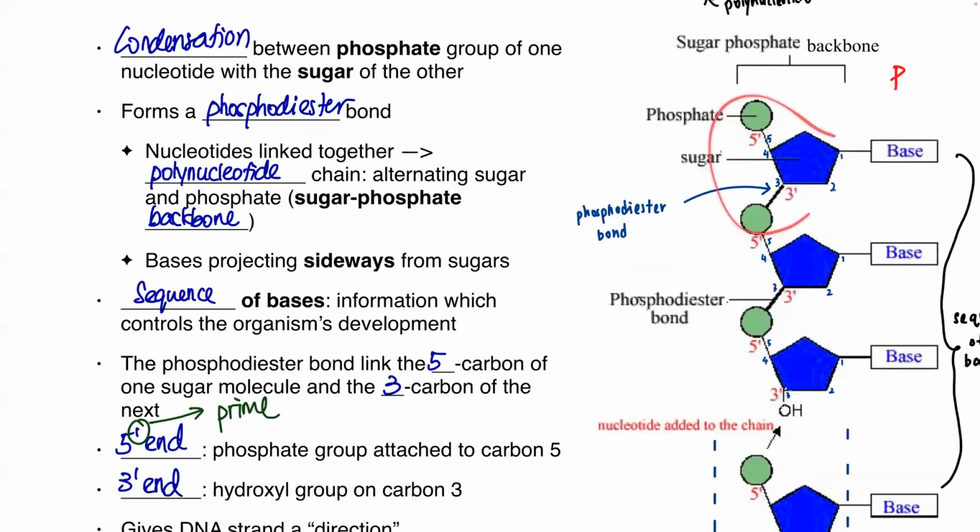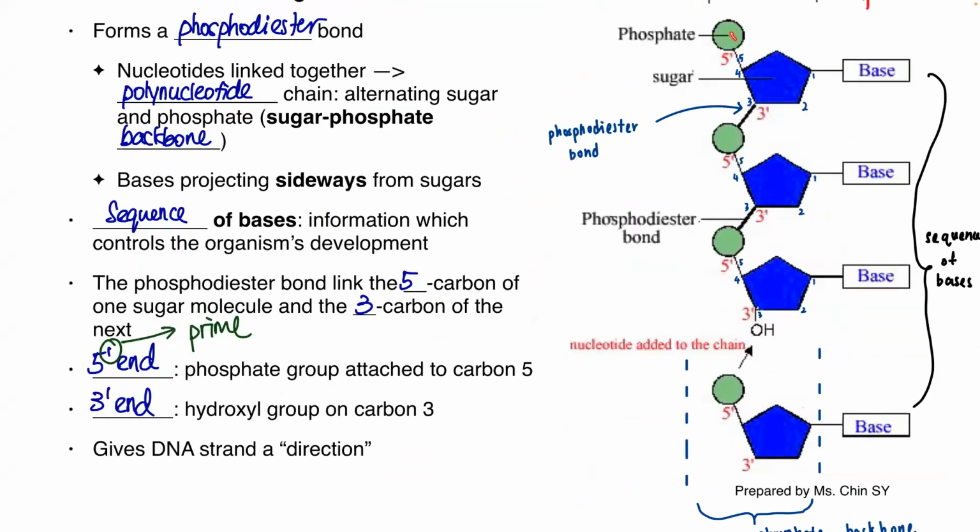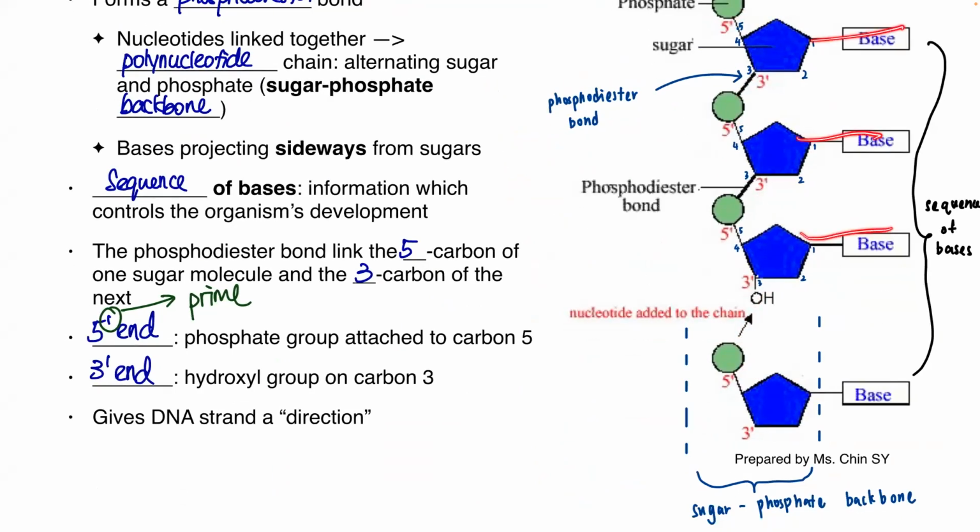So when you have multiple nucleotides linked together, we call that a polynucleotide. Just like when you have lots of monosaccharides linked together, you get a polysaccharide. We call this a backbone, the sugar phosphate backbone. The bases are projecting sideways from the sugar. Later we will see how these bases interact with the bases on another strand. The sequence of bases is basically the information. Like I told you just now, the AGTC would be the information storage part of your nucleotide.